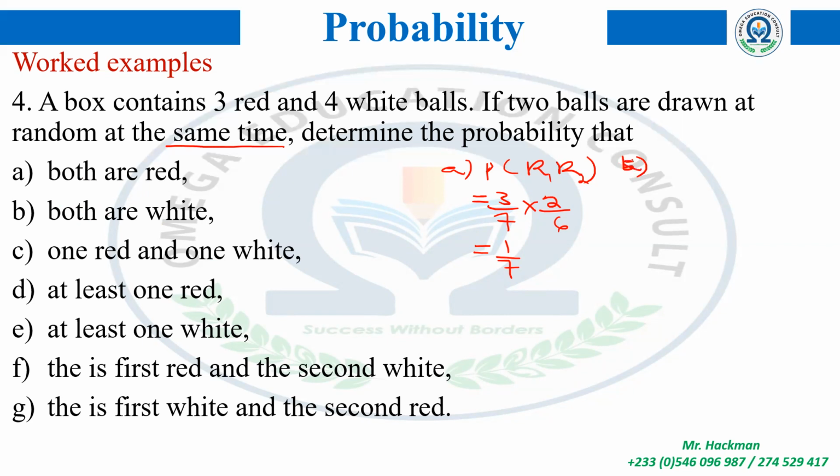So let's do C. In C we are saying one is red and one white. One red, one white. If you are looking at P of one red and one white, what will be your probability? How would you find it? If you are going your normal way, assuming you've not been taught the combination approach to this, how will you deal with it?